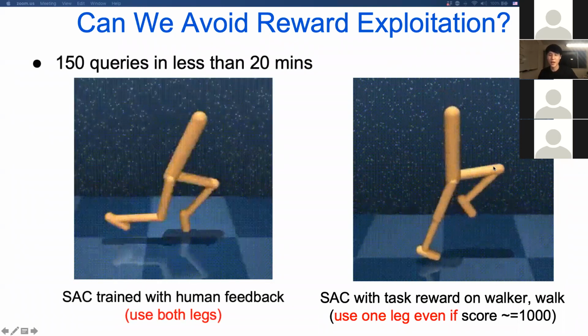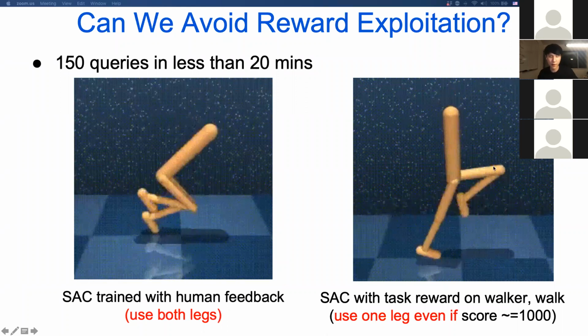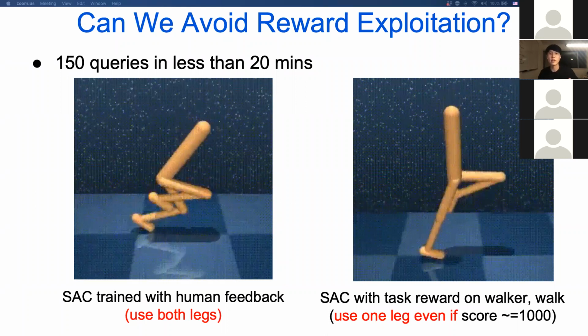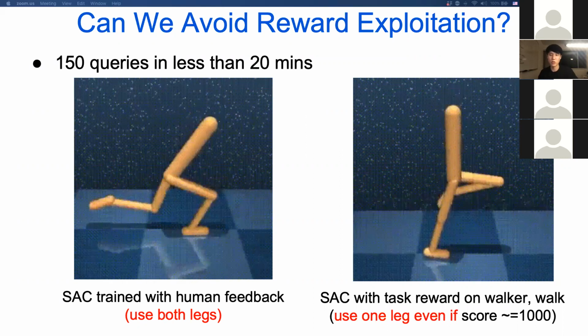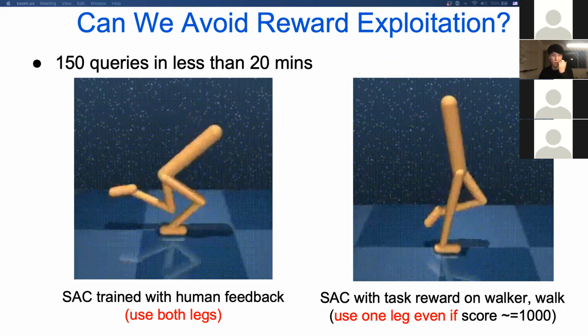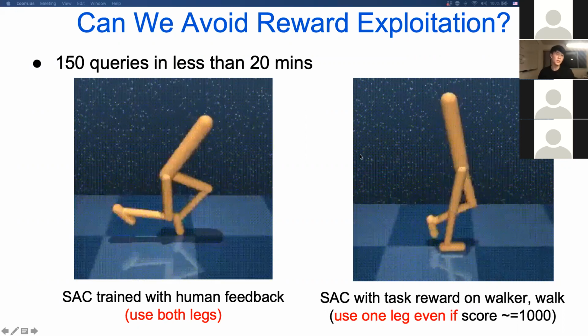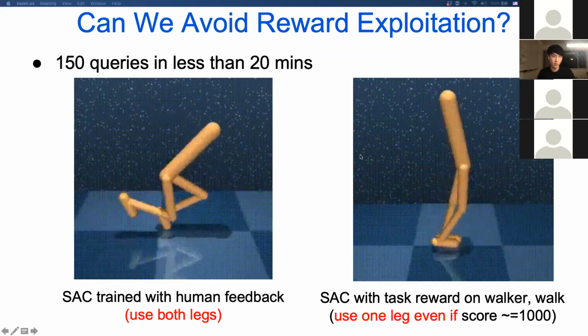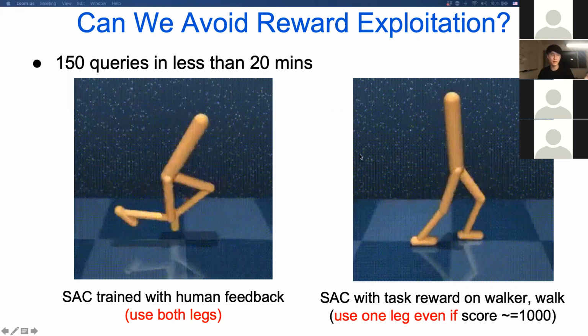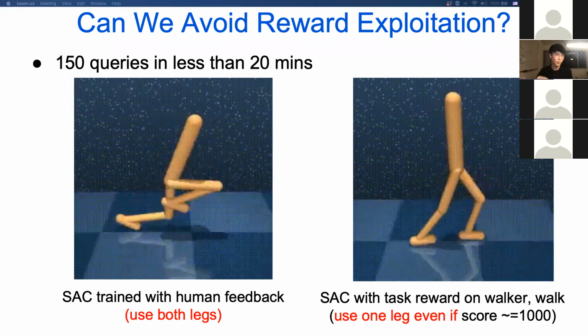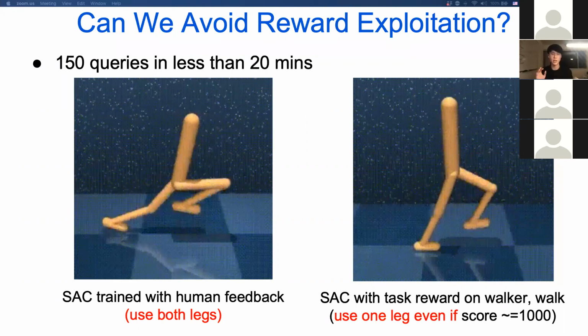However, we showed that the walker agent trained with human preference can walk in a more natural and human-like manner, as shown in this example, because we provide preference to such behavior. So these kinds of experimental results show the potential of preference-based learning to avoid reward engineering and reward exploitation.